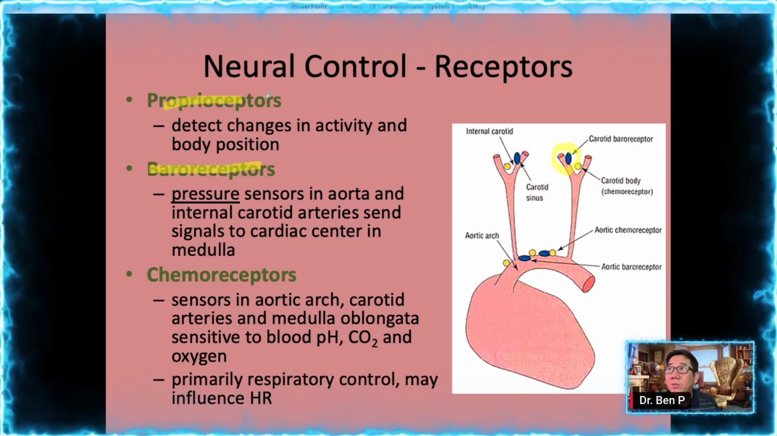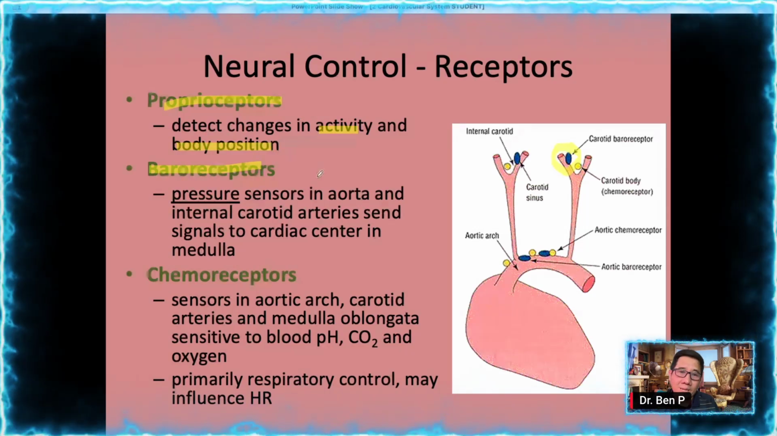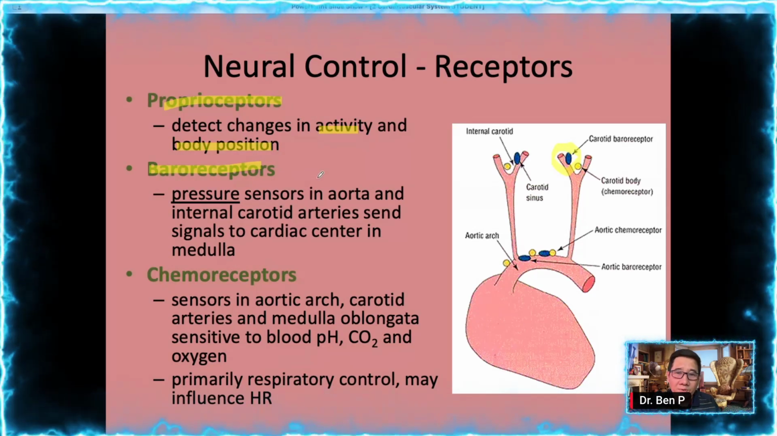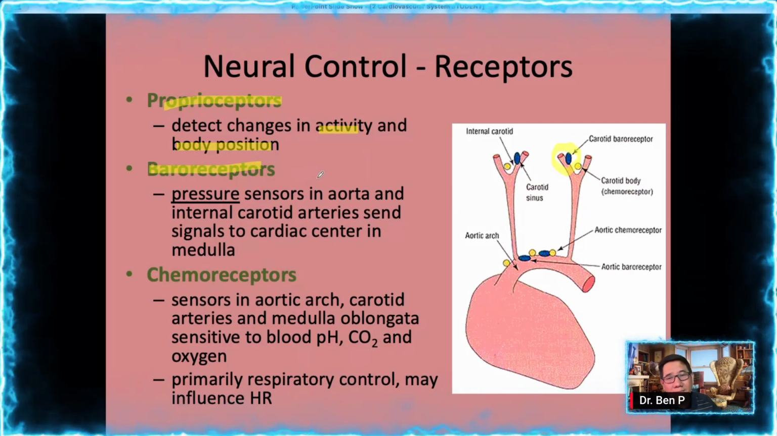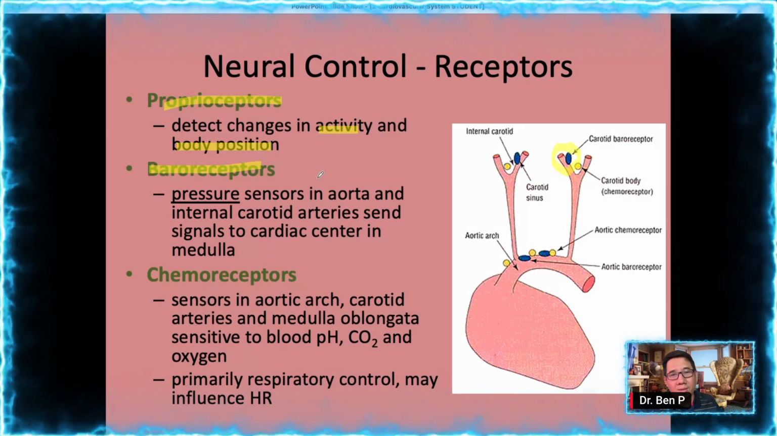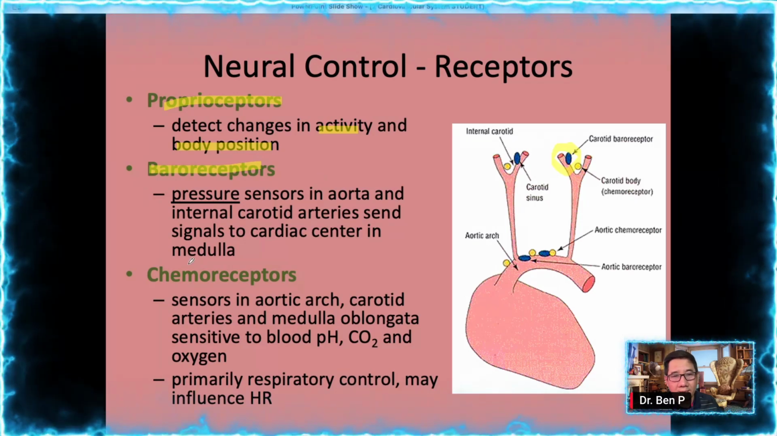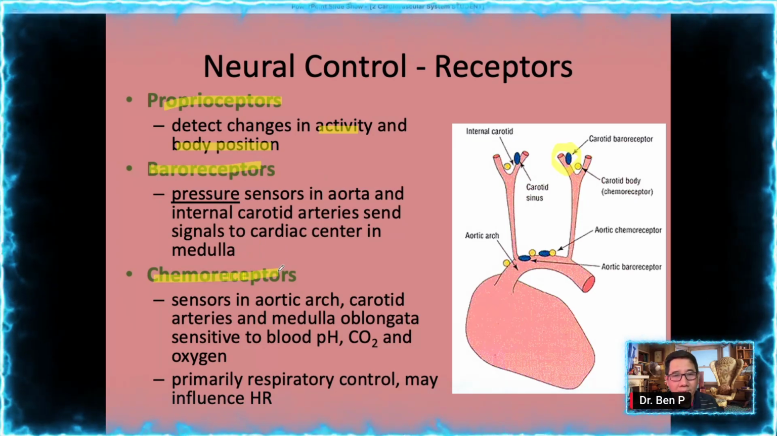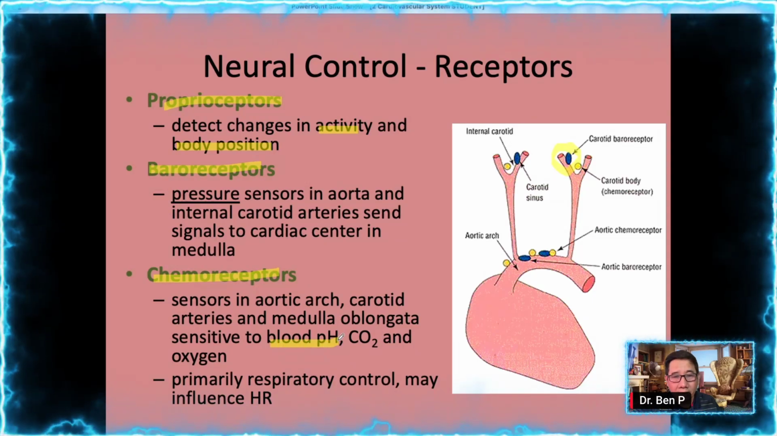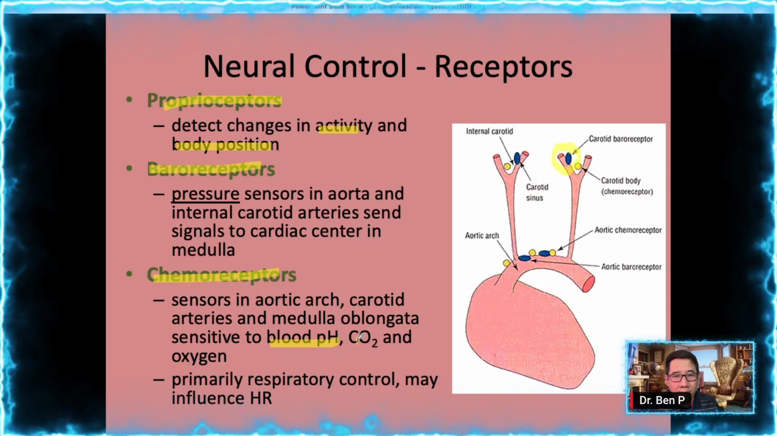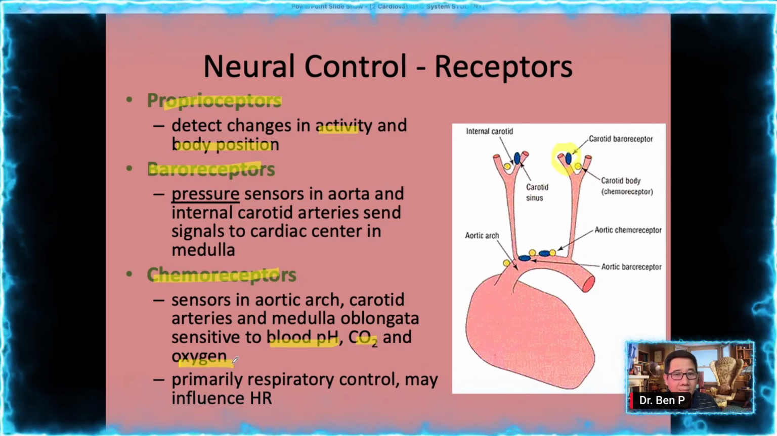The proprioceptor refers to any activities or body position. It detects your body position and your activities. If you have tons of activity or body position change, it can detect that and tell your body whether you need to increase the heart rate or blood pressure to that area. And the last one is the chemoreceptor. The big one I want you to remember is the blood pH. It detects blood pH, your CO2 and oxygen. These are the three things that it detects.